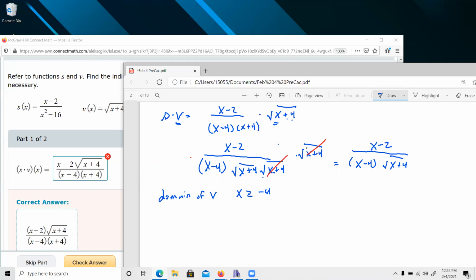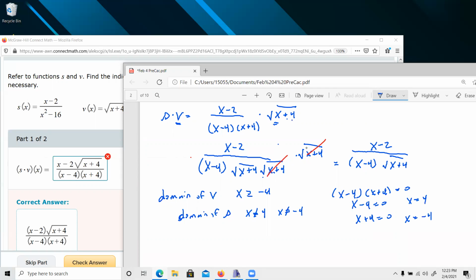Now we have to deal with this part. So the domain of S is X can't be 4, nor can X be -4. What we did is we set the bottom equal to 0. Now we used our zero factor principle. All right, and then we're ready to go.